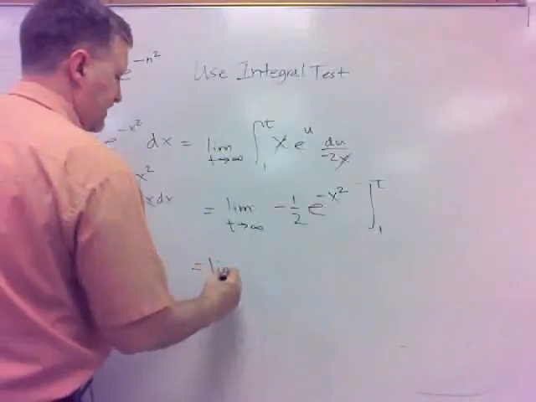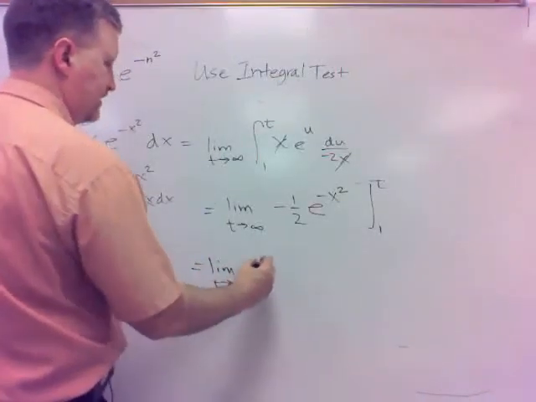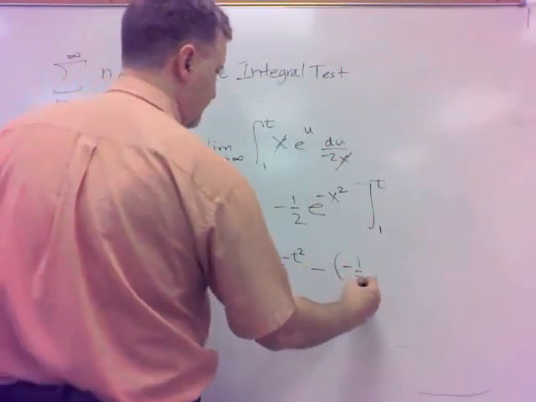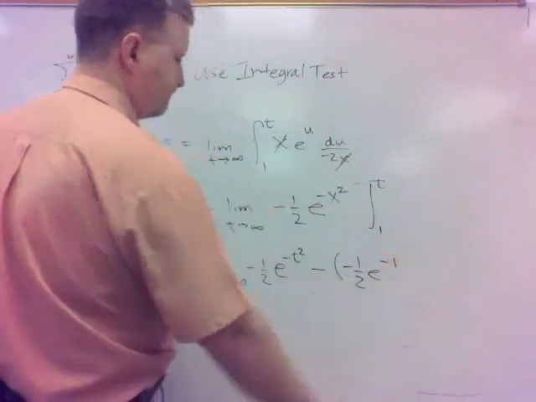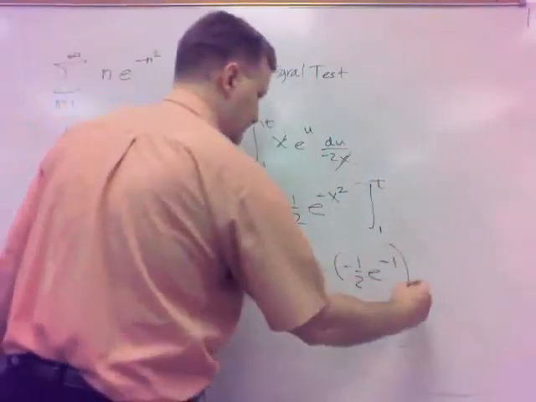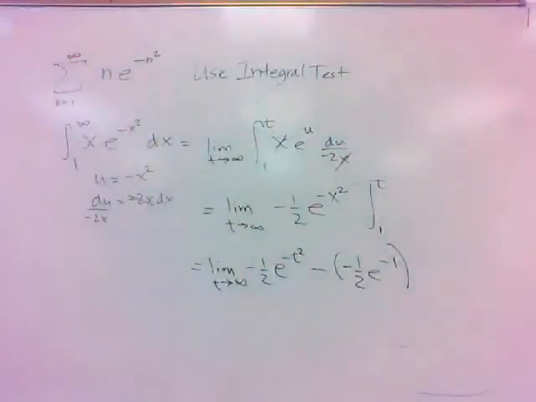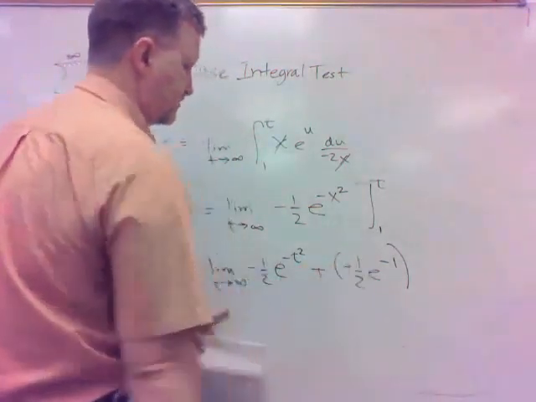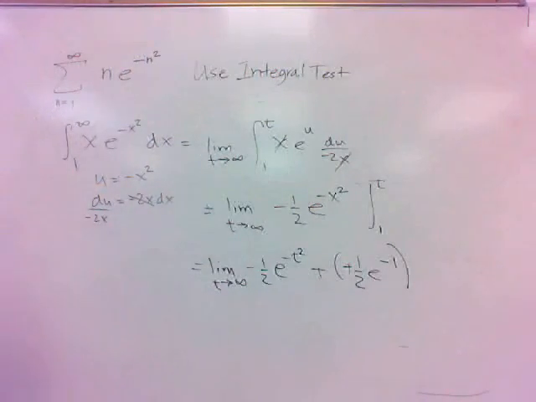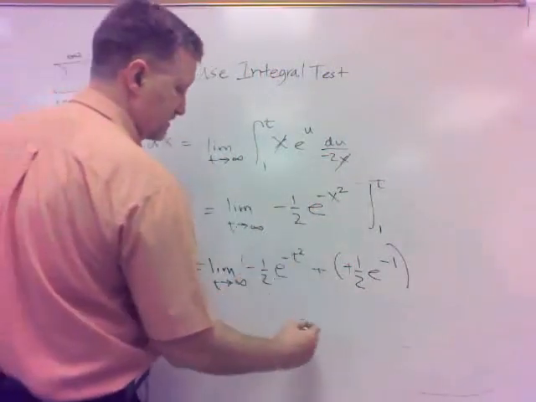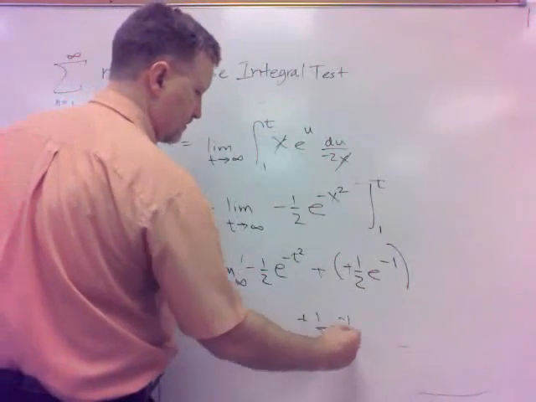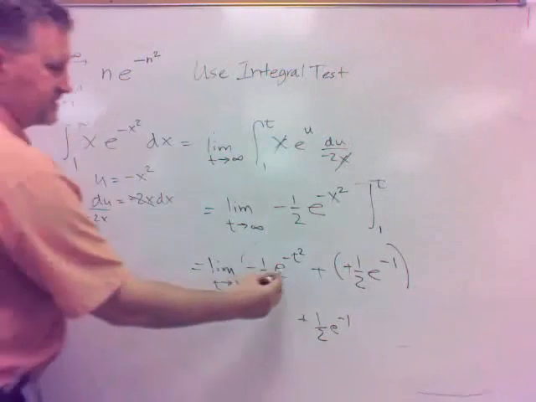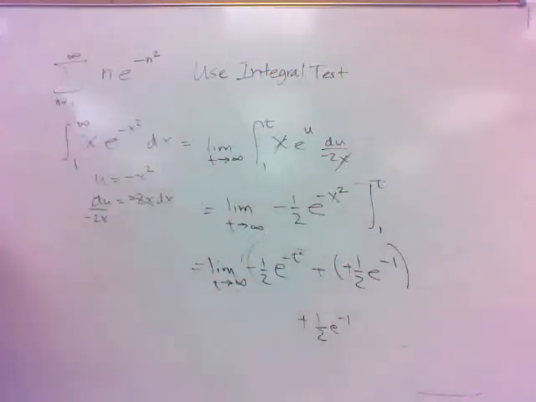All right, so that's the limit as t goes to infinity, negative 1/2 e to the minus t squared minus a half e to the minus 1. So what happens there as t goes to infinity? Well, this, of course, minus makes a plus, so nothing happens to it. There's no t on that, so that just goes to 1/2 e to the minus 1. Well, what about this? As t goes to infinity, what do you got on that? Is that a pretty easy one?